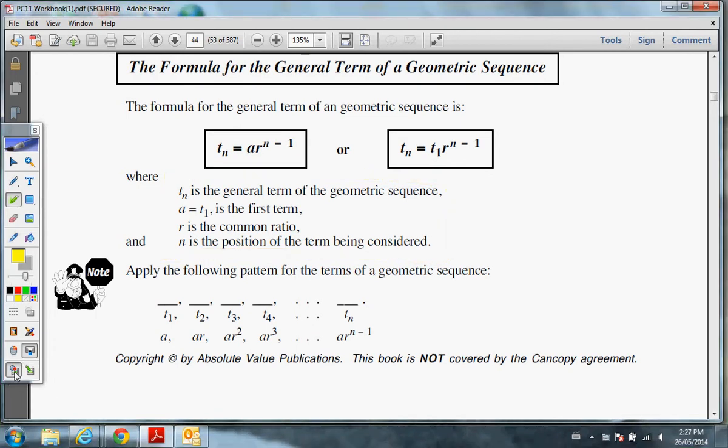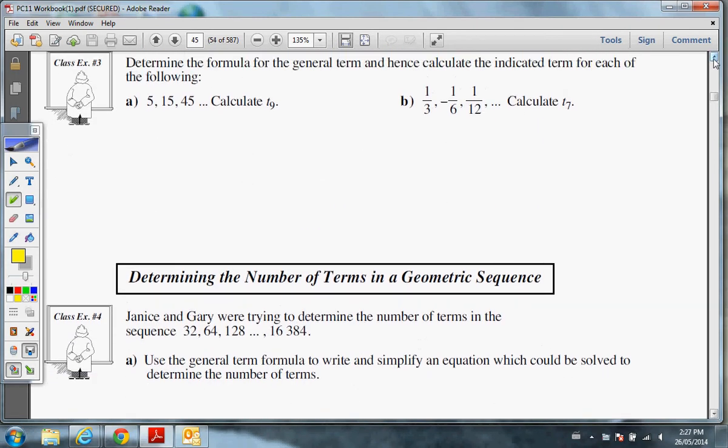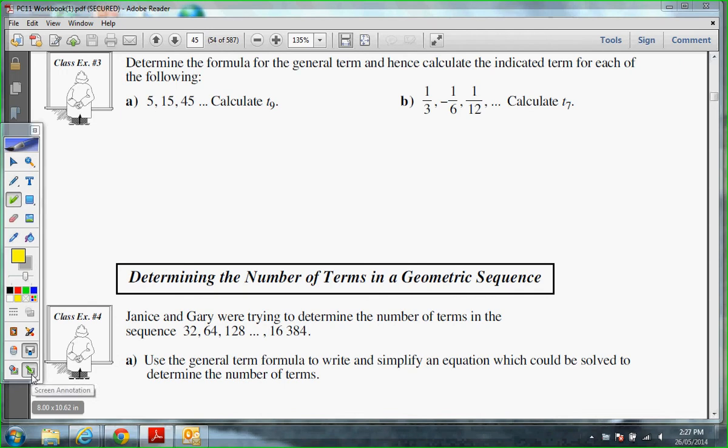All right, let's go on to some examples using that here. Determine the formula for the general term and hence calculate the indicated term for each of the following. So we want to calculate T9. I need to make sure I have my formula here: T sub n equals A times R to the n minus 1. So the information I need is n, A, and R. I've got to figure out the common ratio, the first term, and the term number they want.